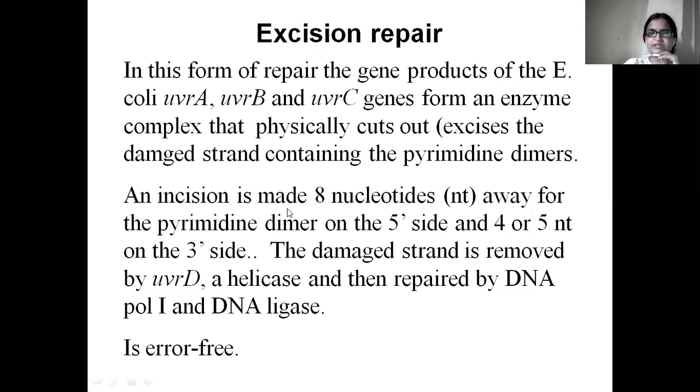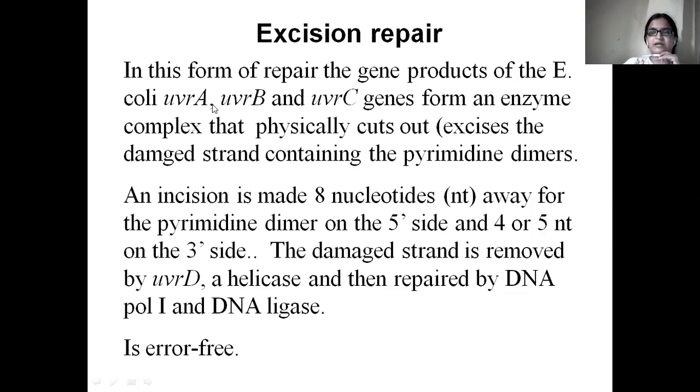An incision is made 8 nucleotides away from the pyrimidine dimer on the 5' side and 4 or 5 nucleotides on the 3' side. The damaged strand is removed by UvrD, a helicase, and then repaired by DNA polymerase 1 and DNA ligase. It is error free. So this excision repair is mostly for thymine dimers or pyrimidine dimers.